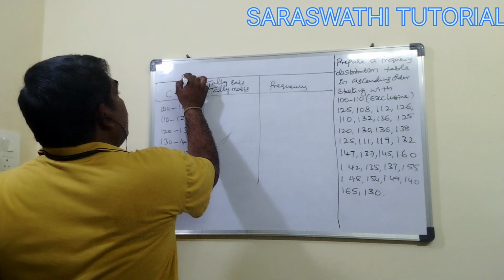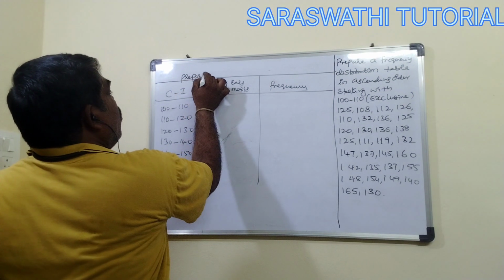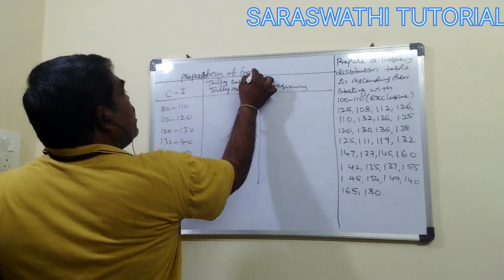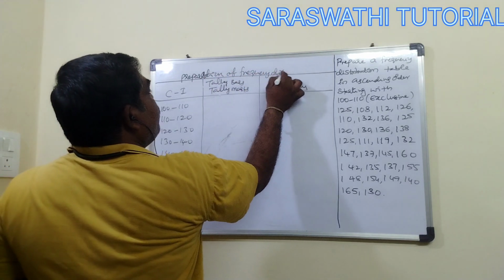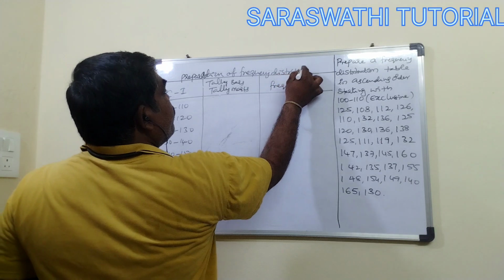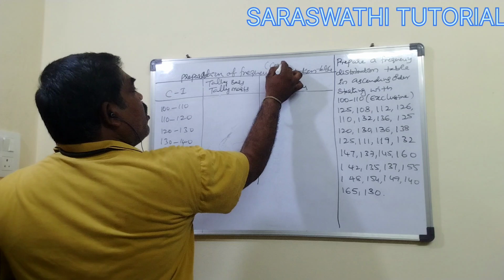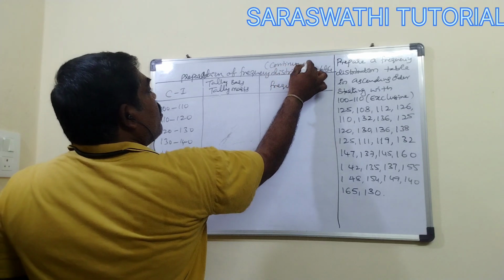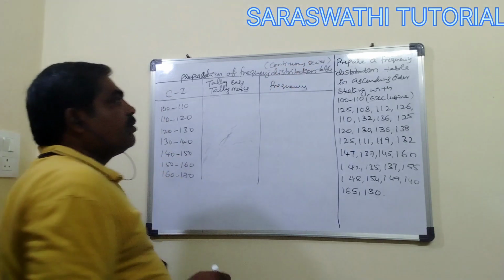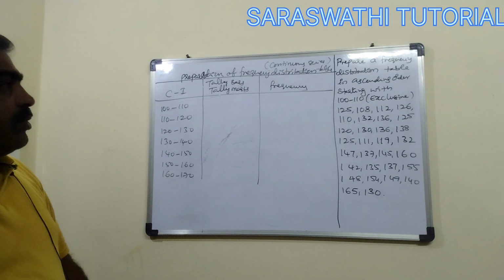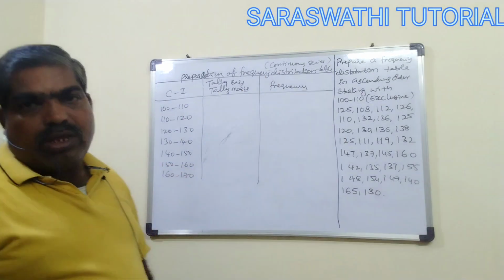Heading will be preparation of frequency distribution table. Which series are we learning now? Continuous series. Don't see the spellings. Continuous series. Or else individually you can record.